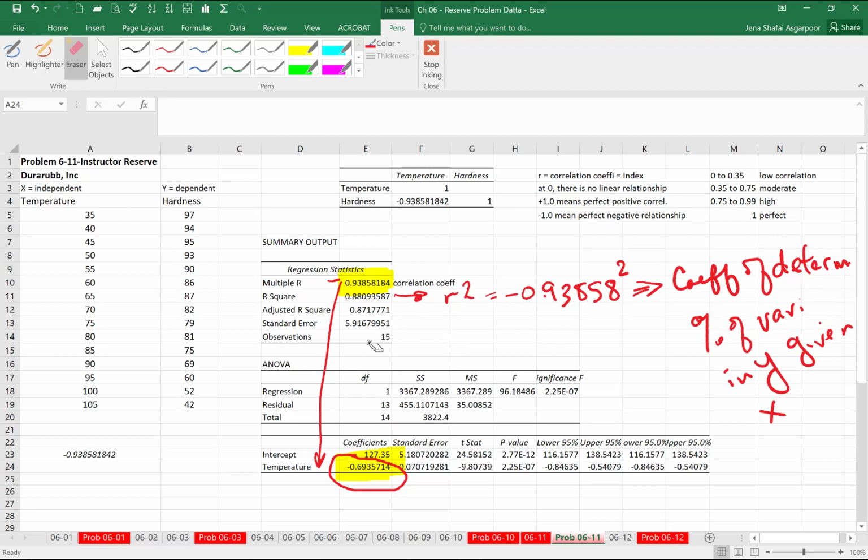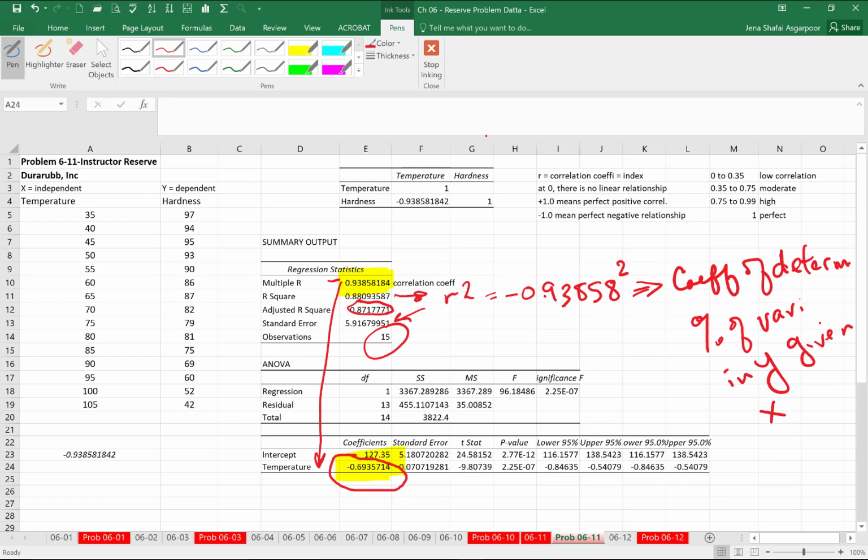This third one right here is adjusted R-squared, and that's generally used for multiple regression applications. Of course, we had 15 observations, so that's what that is. The standard error is essentially the standard deviation for the regression line, if you will.